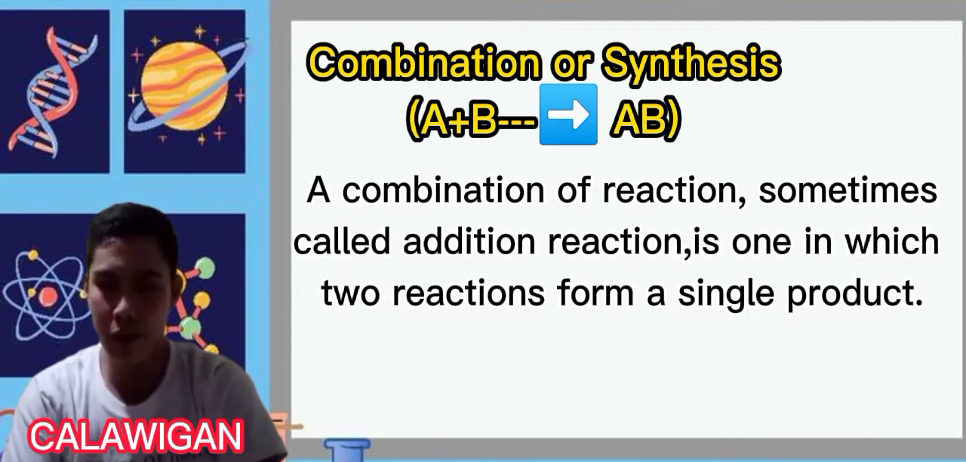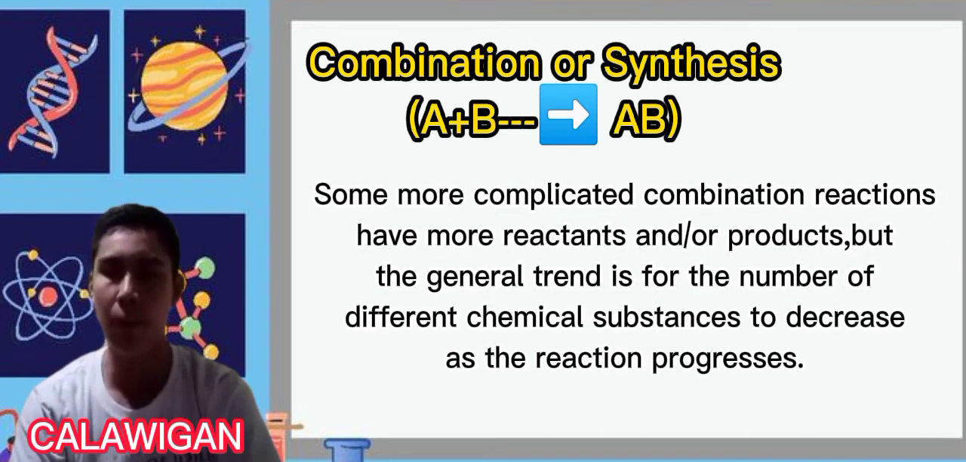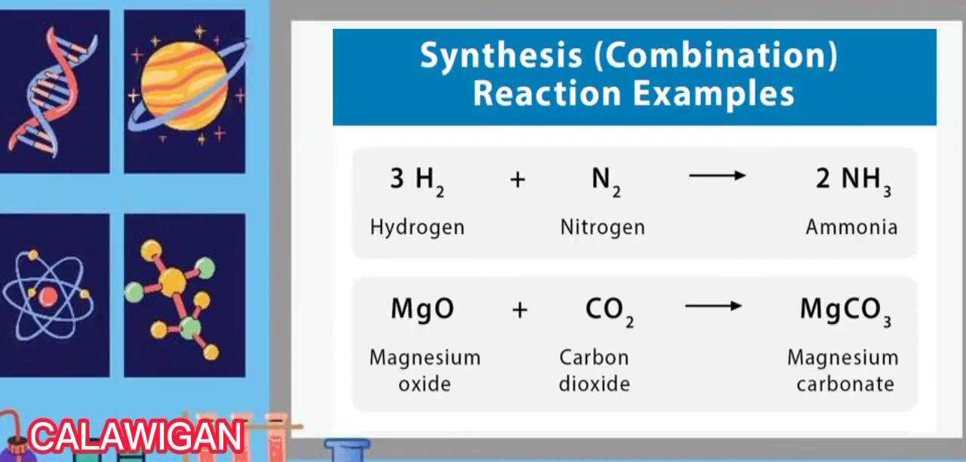Types of chemical reaction. A combination or synthesis: A plus B equals AB. A combination reaction, sometimes called an addition reaction, is one in which two reactants form a single product. Some more complicated combination reactions have more reactants and or products, but the general trend is that the number of different chemical substances decreases as the reaction progresses. This is the example of a combination reaction.